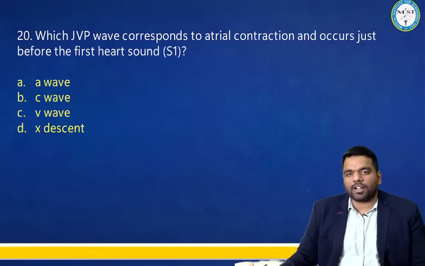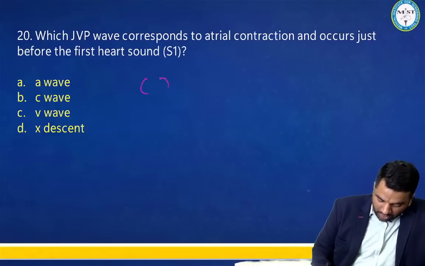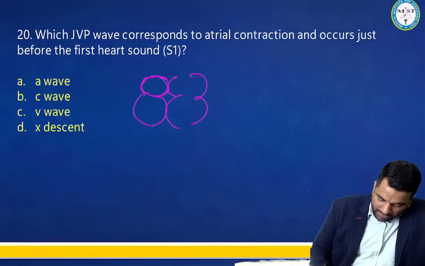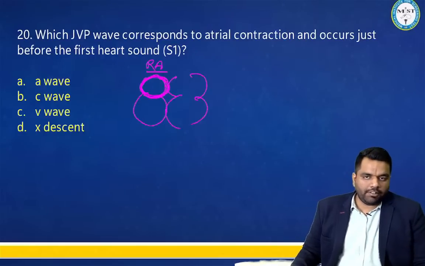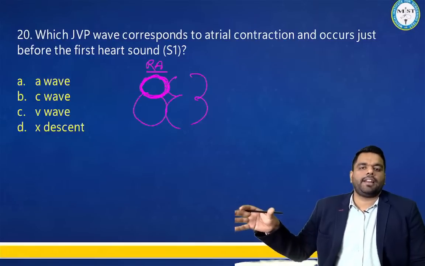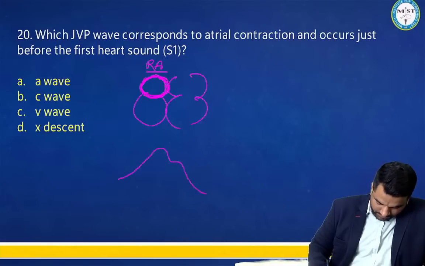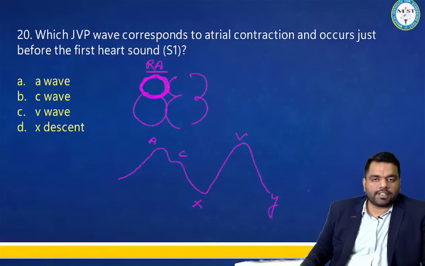So this is now about the JVP, jugular venous pressure. When we talk about the jugular venous pressure, we always talk about the pressure in which chamber? In the right atrium. So in the JVP we always talk about the pressure in the right atrium. So now you can easily understand the atrial contraction. As you can see, there are different waves. This is the initial wave. These are A, C, V, X and Y. So these are the different waves.